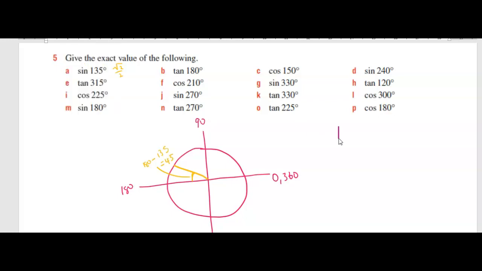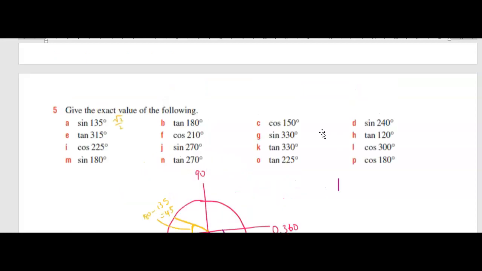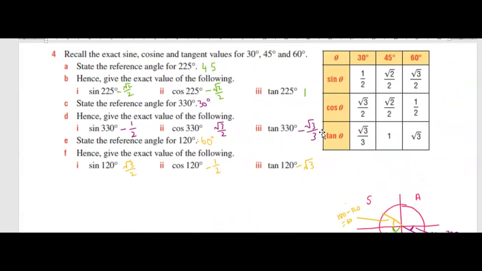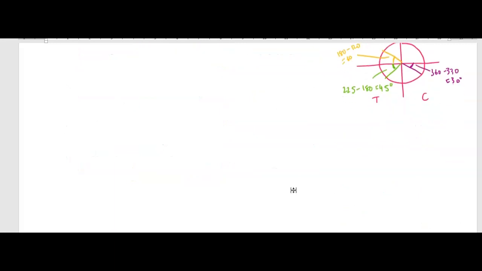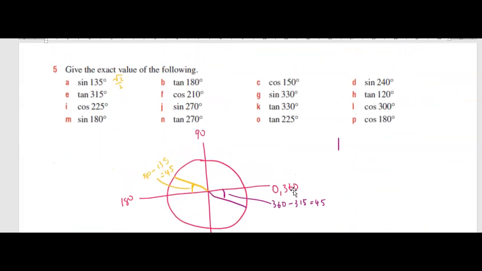So 315 is in your fourth quadrant. Remember, we always go from the horizontal. So this angle here is 360 minus 315. So again, it's 45 is our reference angle. Let's go back to that previous table where we had 45 degrees. So tan of 45 is 1. And tan is negative in your fourth quadrant, so it's going to be negative 1.